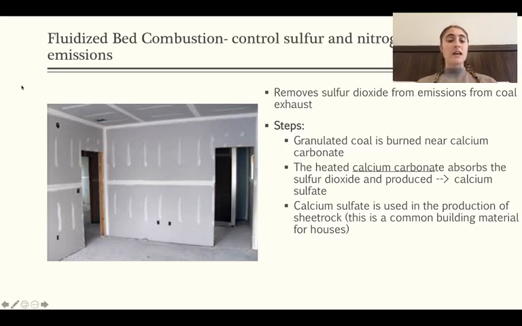And sheetrock is this stuff. It's the kind of stuff you build houses out of. If you were to peel away the layers in your wall, you would eventually get to something like this in your house. So by building this, we're allowing for this sulfur dioxide to be used for something useful instead of escaping into the atmosphere. So that's fluidized bed combustion.